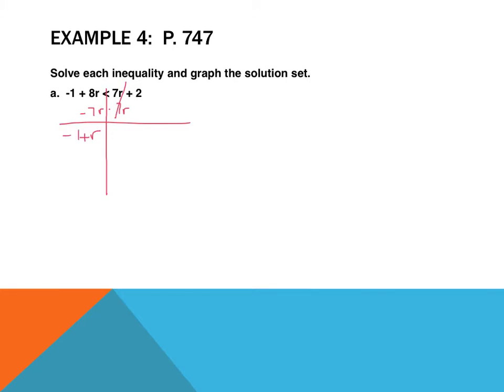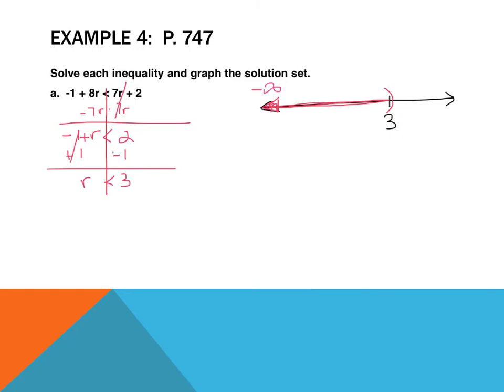Bring down my -1 and my 2. Then add 1 to both sides to cancel the -1, and that gives me r is less than 3. Okay, so I can draw my number line. If r is less than 3, that means I have a parenthesis, and I'm shading everything less than, which is to the left. The arrow represents negative infinity, so my interval notation would be -infinity to 3 with parentheses.